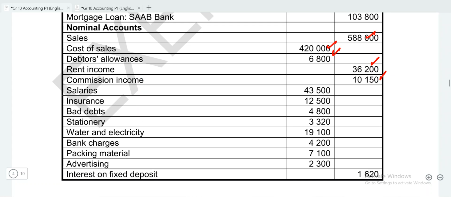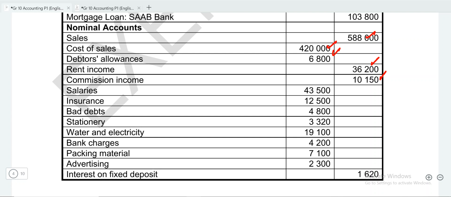Then we have our expense, which is salaries. Now here, under the nominal section, you will notice that some items are on the debit side, some are on the credit side. The ones that you see on the credit side are our income accounts, but we must remember that all these incomes have got categories where they are placed.